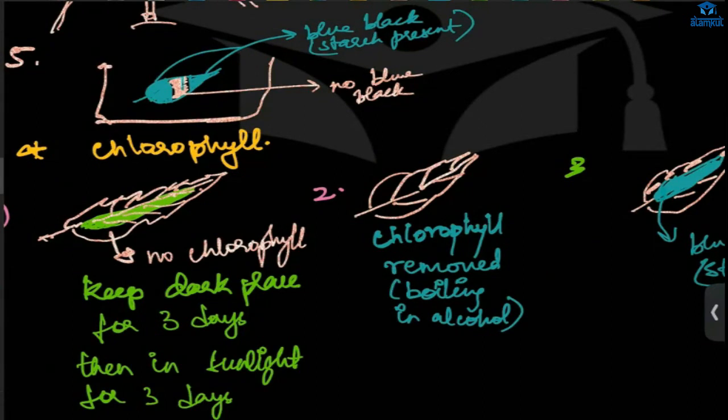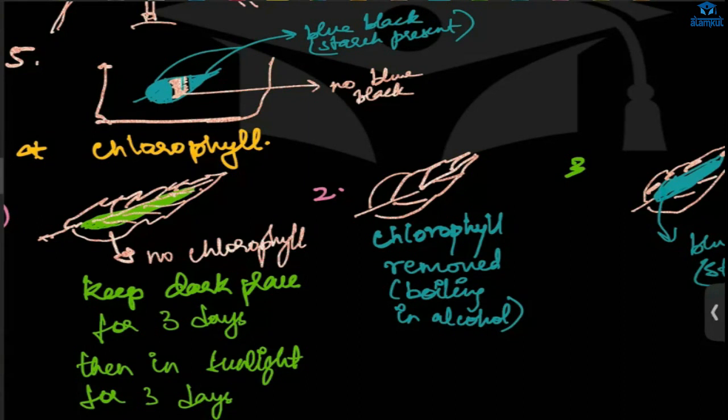So here we have a variegated leaf. In this leaf, some part will have green color and the other part will not have green color. That is called a variegated leaf. We'll put this leaf in a dark place for 3 days, and then in sunlight for 3 days. Why do we put it in a dark place? To de-starch it. That means whatever stored food there was will get used up. Then we put it in sunlight for 3 to 4 days.